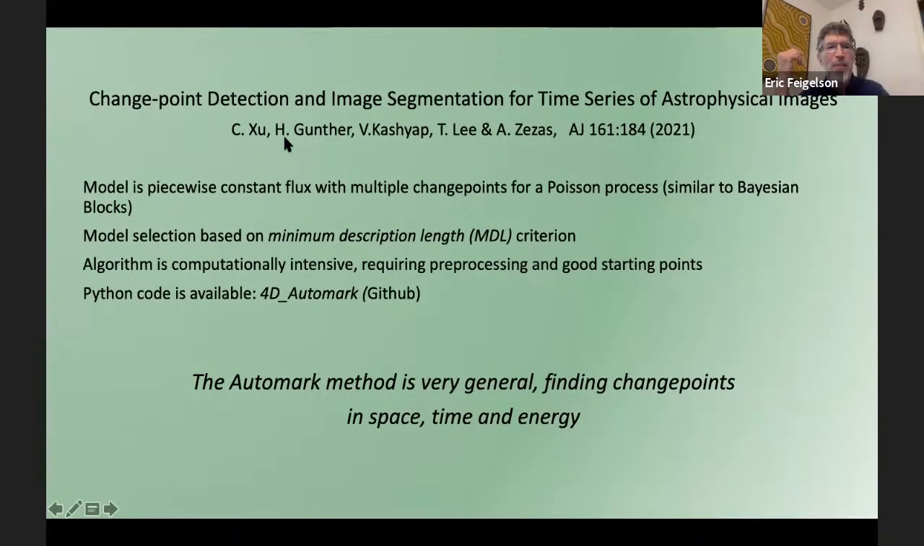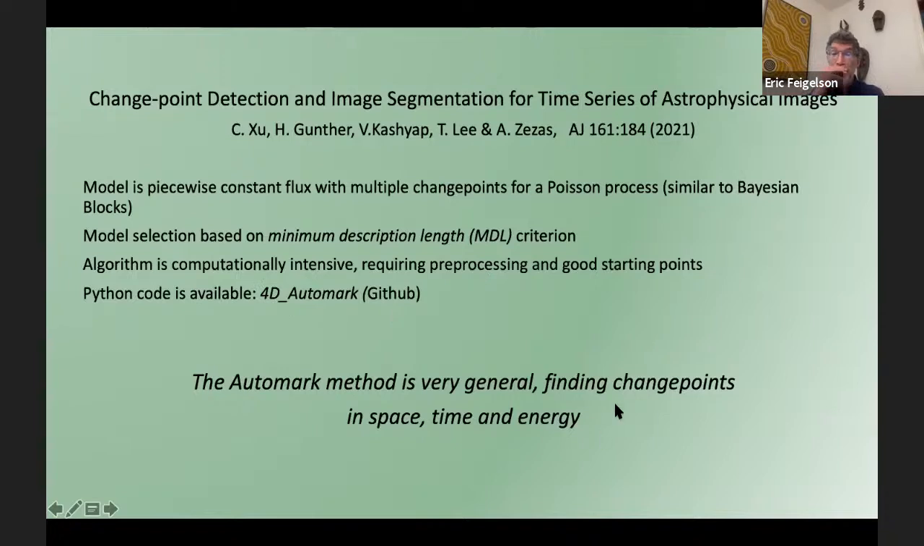Here's the paper. Hans Gunther and Vinay Kashyap are in the room here, are part of this conference, and they developed with their colleague Kong Chu change point detection, image segmentation for astrophysical images. So this one again, as with Bayesian blocks, is a piecewise constant flux model, but the model selection is not based on AIC or BIC. It's based on the MDL criterion, which is interestingly new. The algorithm is quite computationally intensive and requires doing a lot of stuff ahead of time to get it to work. But the code is widely available.